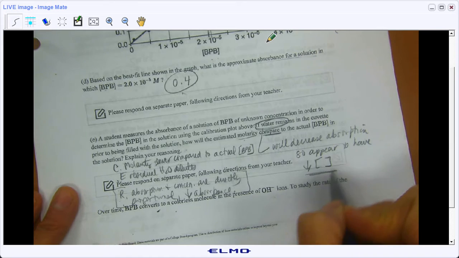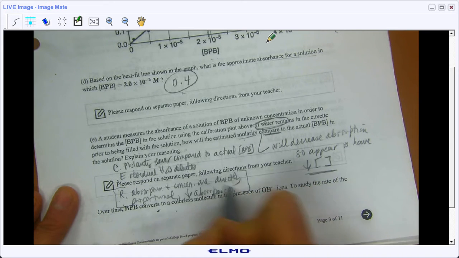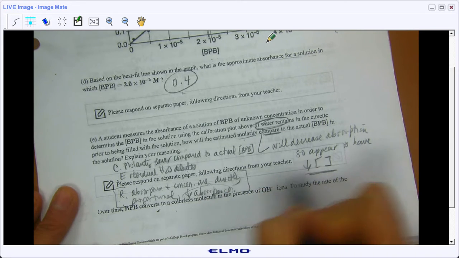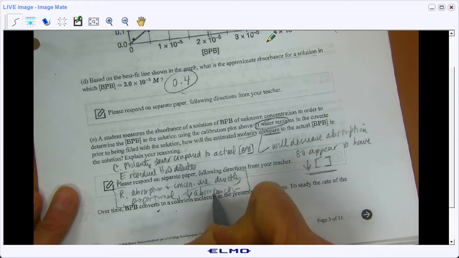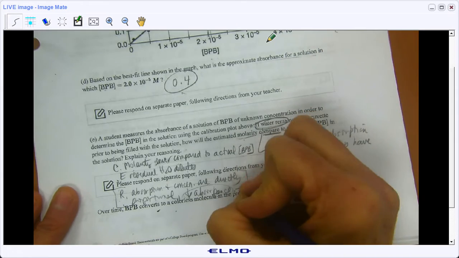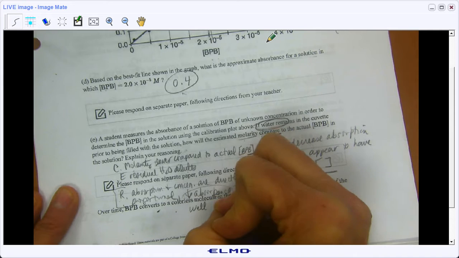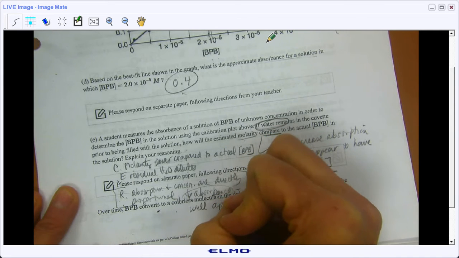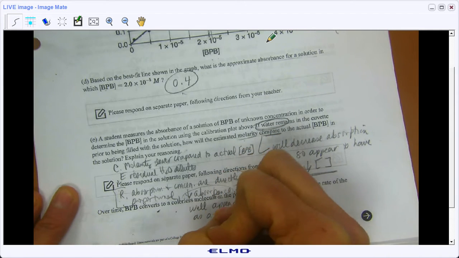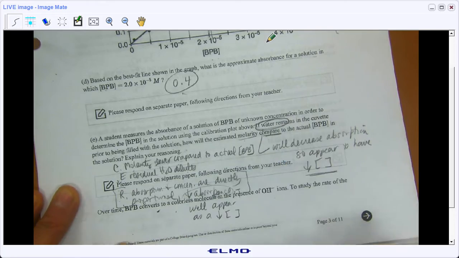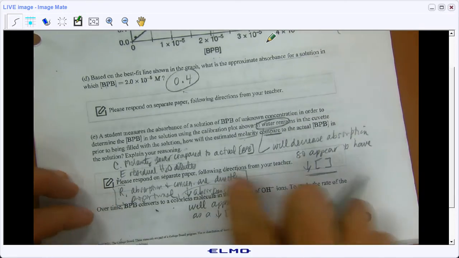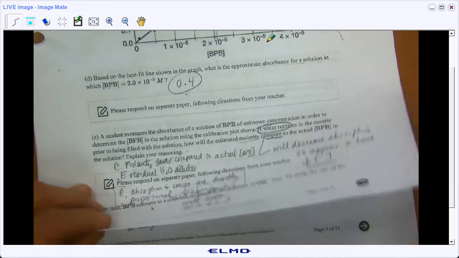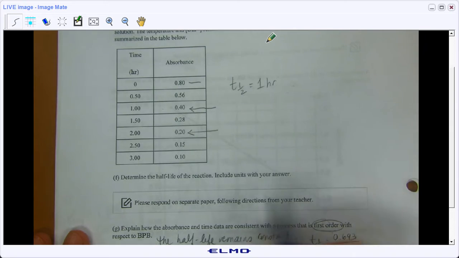So when you have a lower absorbance, you're going to appear to have a lower concentration. A lower absorbance will then appear as a lower concentration. So use the science behind it. Why, the concentration and absorbance connection. Letter F, determine the half-life. It's 1 hour, and they said include units.